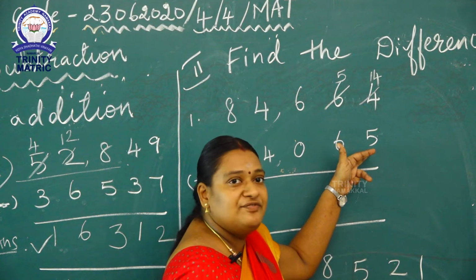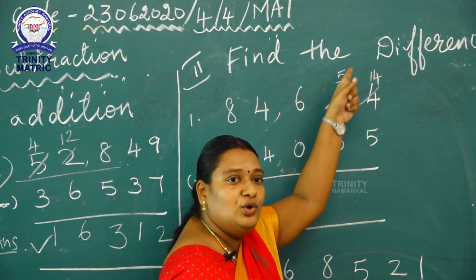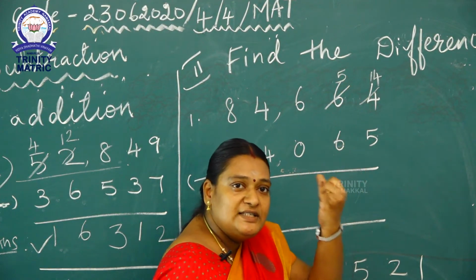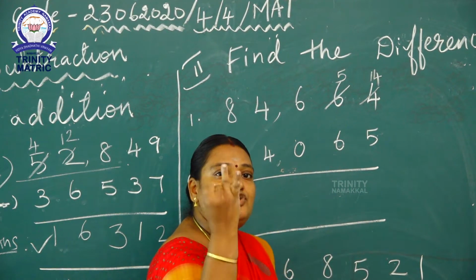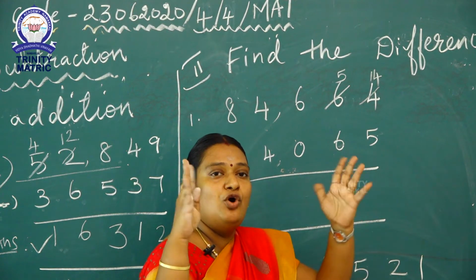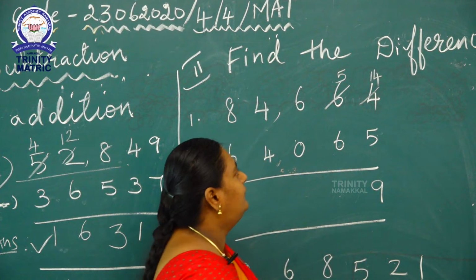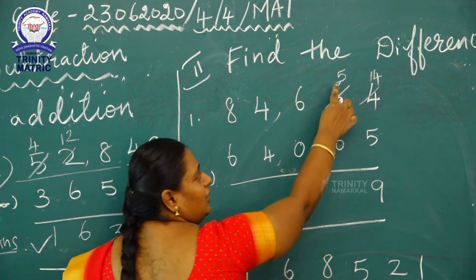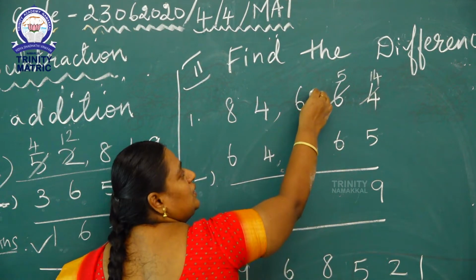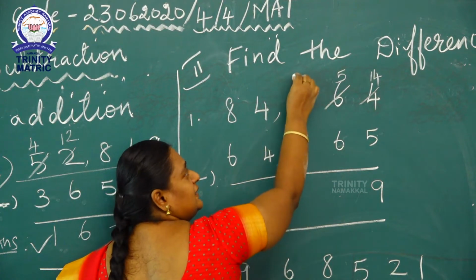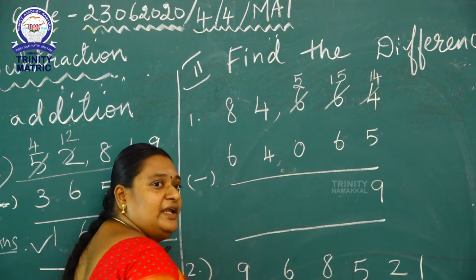So 14 minus 5 is, how will you subtract? So you count after 5, okay, up to 14. So after 5: 6, 7, 8, 9, 10, 11, 12, 13, 14. So how many fingers do we have? 9. So the answer is 9. Now next, we cannot subtract 6 from 5. So what do we have to do? We have to borrow. So we have to borrow from this 6. This 6 will become 5 and this 5 will become 15.